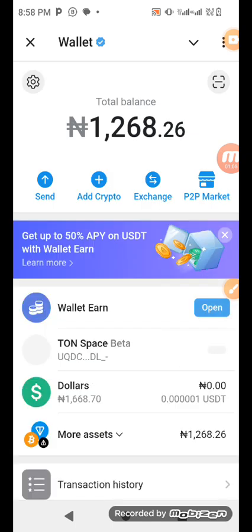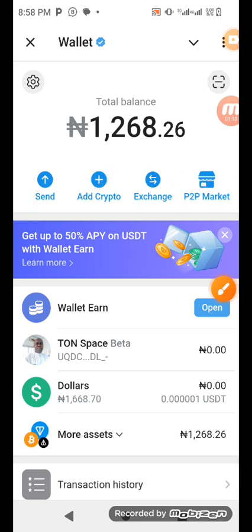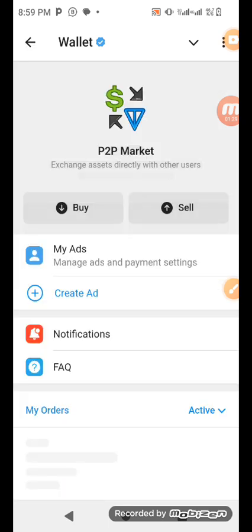At this point, you're going to see all of this: send, airdrop, exchange, P2P. So go to P2P. But I want to tell you this: if you are just using the wallet for the first time and you've not verified certain things, you can't use P2P. So even if the system requires you to do some verification, please follow through and fill in the verification before you continue. So I go to P2P.